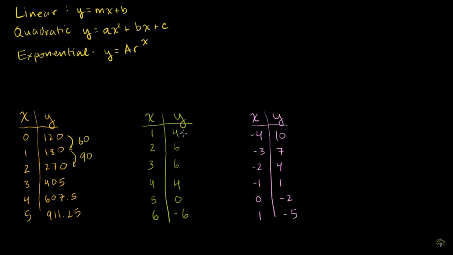Our first change in y is 2. Then our next change in y is 0. Once again, not linear. As we increment x by a constant amount, our y does not increase or decrease at a constant amount. So once again, this one is not linear.